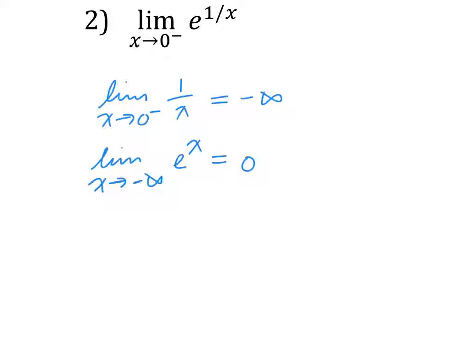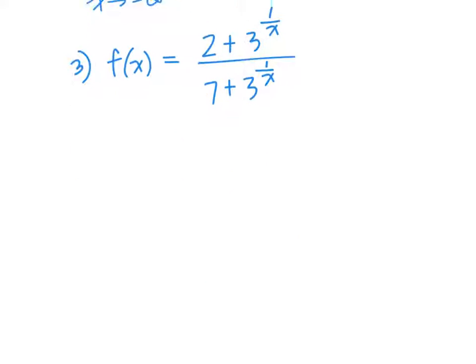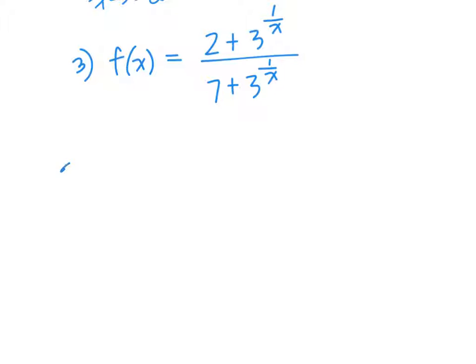Okay, I'm going to give you a function. We're going to do 3 different limits. 2 plus 3 to the 1 over x over 7 plus 3 to the 1 over x. So this is the function. What's the limit? Copy it down first. I'm going to give you 3 different limits. All right, first question, limit as x goes to infinity. Okay, figure out this one.